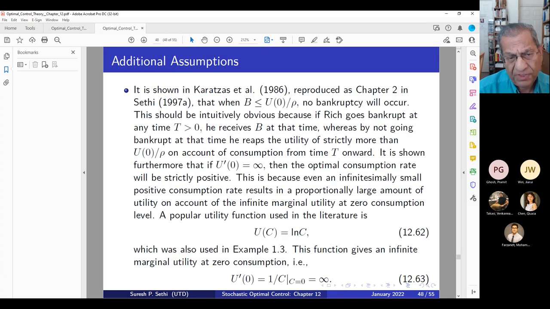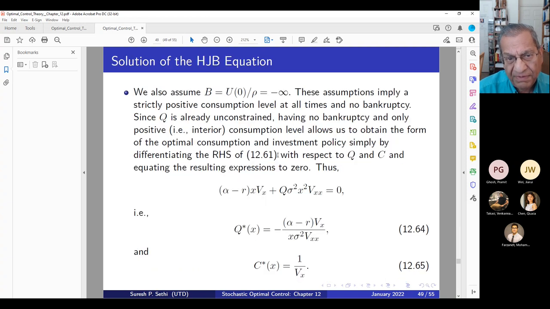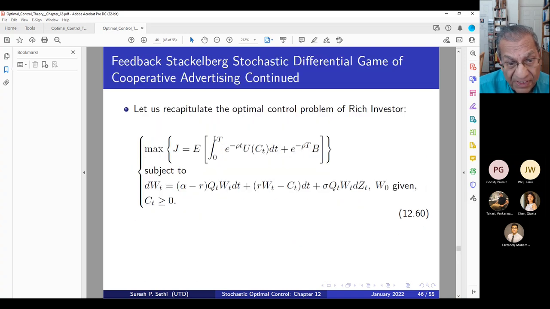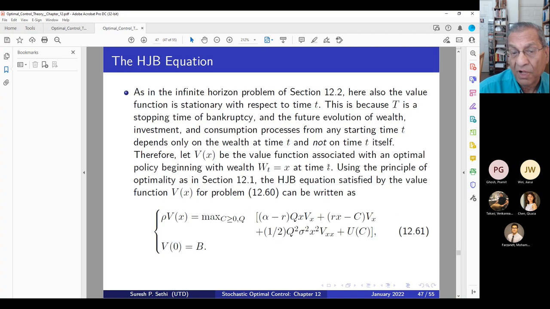Okay, with all those remarks, we're going to go to log C. And with log C, we can remove B altogether because there's no such B anyway. We have a problem where there's not going to be any bankruptcy and there's not going to be any negative consumption. So basically, we have a problem in which there is no bankruptcy time, and the consumption will always be bigger than or equal to 0. So we can remove this and put T equal to infinity. That's the problem that Merton solves. We solve this problem in KLSS, but Merton solves the other problem, and that's what I'm going to solve.